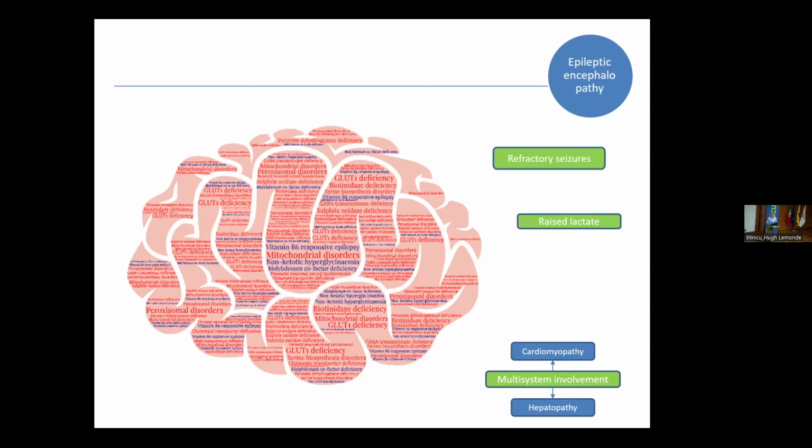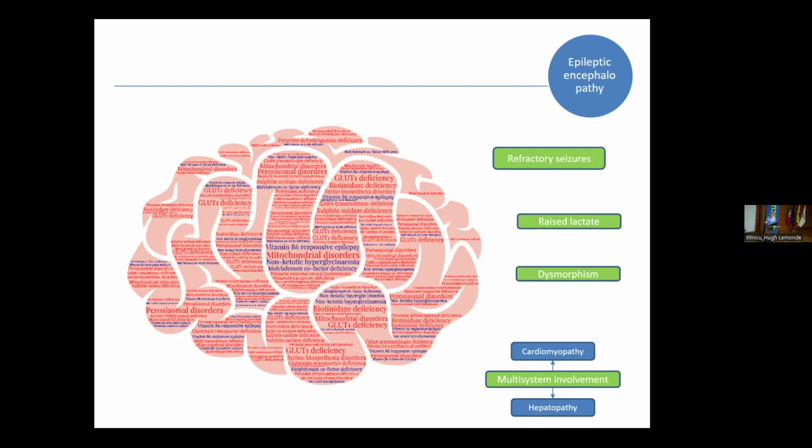Raised lactate. Again, there are many reasons a neonate will have raised lactate. If you have a seizing neonate that seems to have a persistently raised lactate out of keeping with sepsis or HIE, then again, that's a flag for something metabolic, both mitochondrial and energy disorders, but also some of our vitamin B6 responsive epilepsies. And that is one thing I will talk about in our next slide.